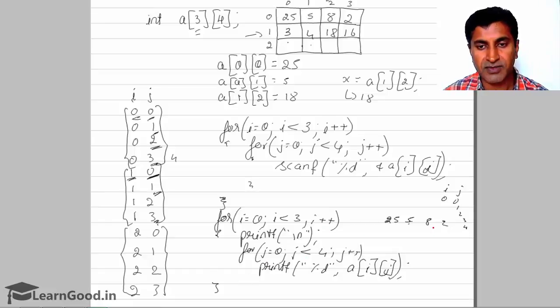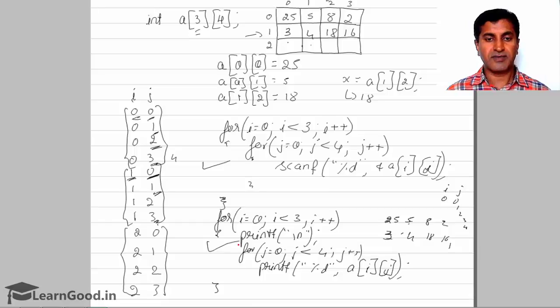Again go back, i plus plus, this time i is going to be 1. So once again 1 is less than 3, true, bring the cursor to the new line. In the next line the second row will be displayed, that is 3, then 4, then 18 and 16, and then again the cursor. So this is how we read the data and then display the same. I'll show you the output in the code block.